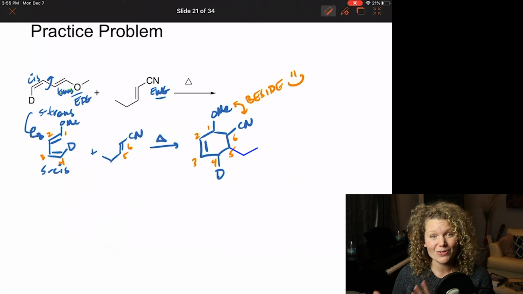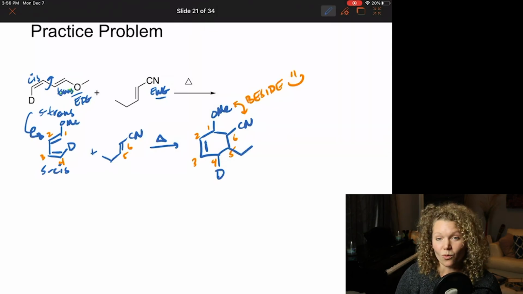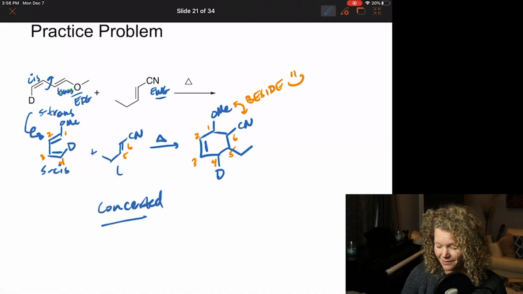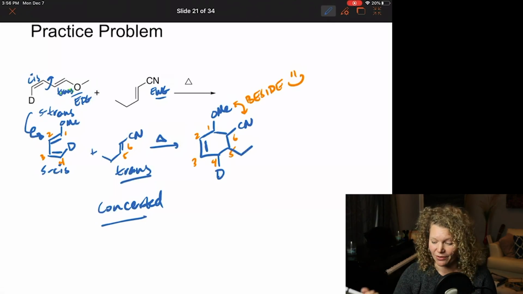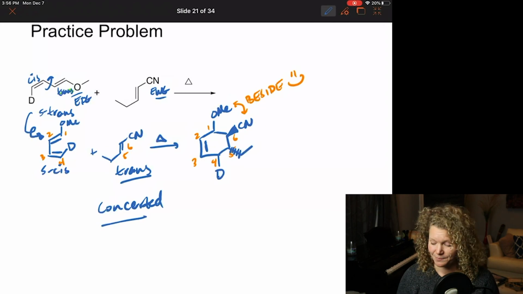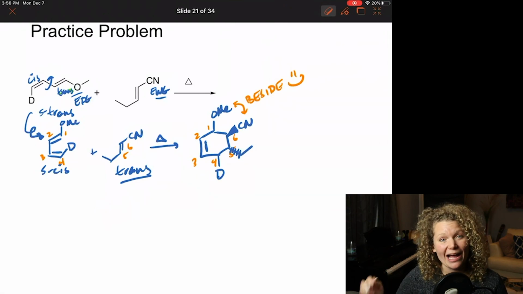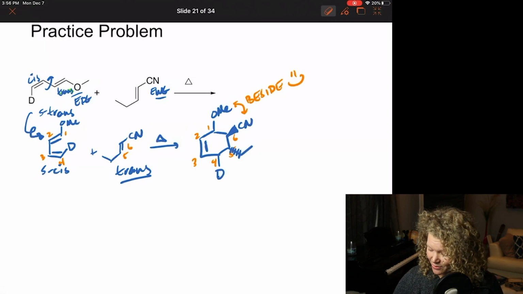So now that we have our regioselectivity of where the groups are placed, now let's dive in, figure out what the stereochemistry of each of these new chiral centers is going to be. We know that this reaction is concerted. So our trans dienophile, where the nitrile and the ethyl group are opposite of each other, will hold true in the product. So this nitrile is opposite of our ethyl group.